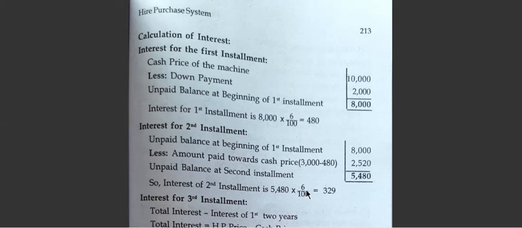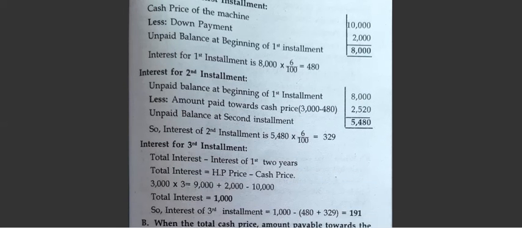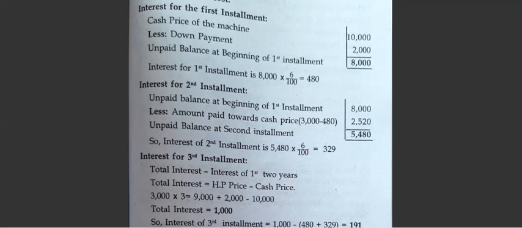Now calculate 6% of this. So 5480 into 6%, you will get 329. Okay. Now we will go for the last installment. What is the unpaid? When there is a last installment, the procedure is like this. You have to write total interest minus interest of the first 2 years.